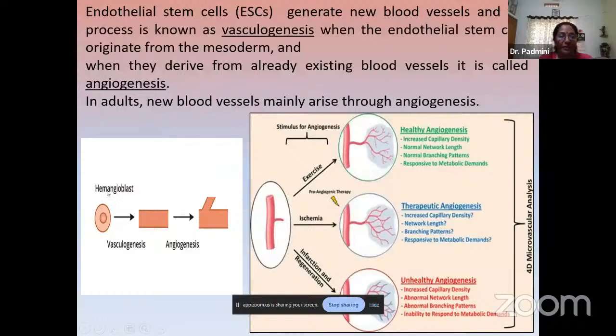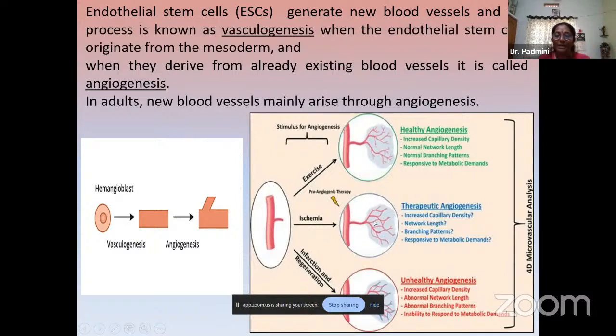So from here, if you can see, the hemangioblast cells are going to form the blood vessel through vasculogenesis, and the blood vessels are going to form the capillaries, which is called angiogenesis. And these are the three different types of vessels that are formed. Sometimes, when you give some good exercise, you have a healthy angiogenesis.